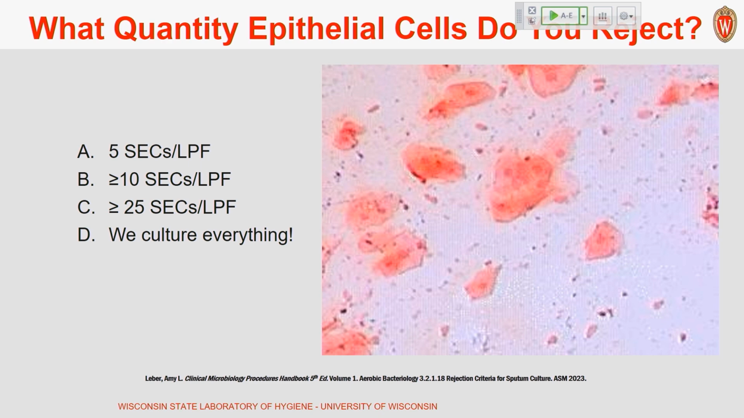Yes? Are you basing your rejection criteria solely on epi cells, or if you have 10 epi cells and a preponderance of inflammatory cells, does that supersede your 10 epi cells? Do inflammatory cells factor into any of this? I don't believe so. That's going to come down to institutional practice, but Tim, do you recall seeing in ASM if they had indication of that? Honestly, I don't think so either. I think it was straight up 10 epis. That's what I thought too. I don't recall seeing that in the Clinical Microbiology Procedures Handbook when we were reviewing it.